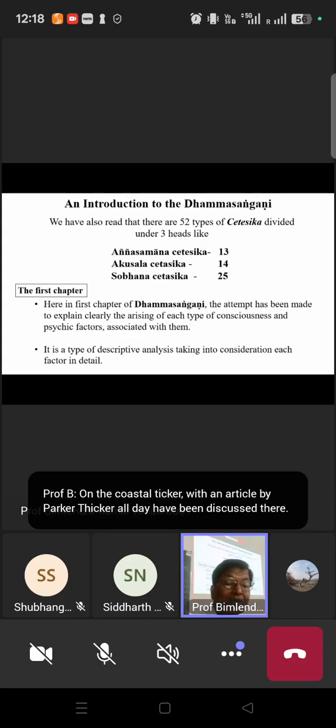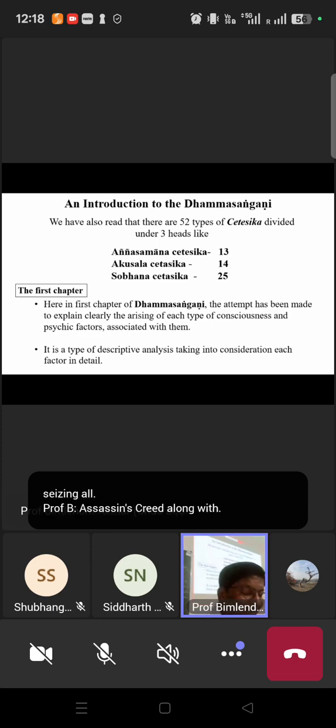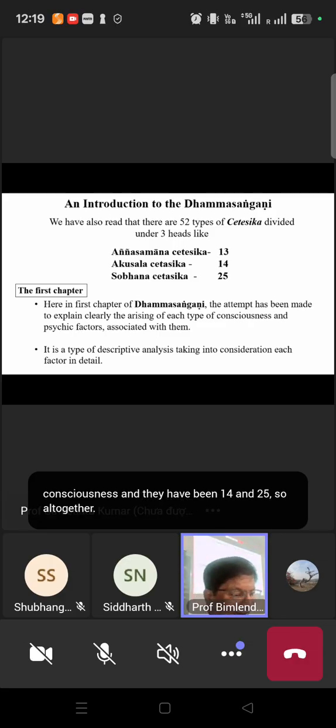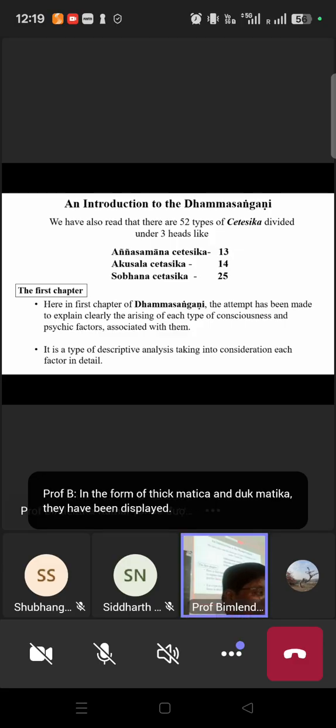Coming to Rupakanda, these are the Chetasikas which are rising and ceasing along with the consciousness, and they are Annasamana Chetasikas 13, Akusala Chetasikas 14, and Sobhana Chetasikas 25. So altogether, the Dhammasaṅgaṇi, the first chapter, discusses 89 or 121 types of consciousness in the form of Tikamatika and Dukamatika. They have been displayed there in a brief manner because they are in the form of Matika.